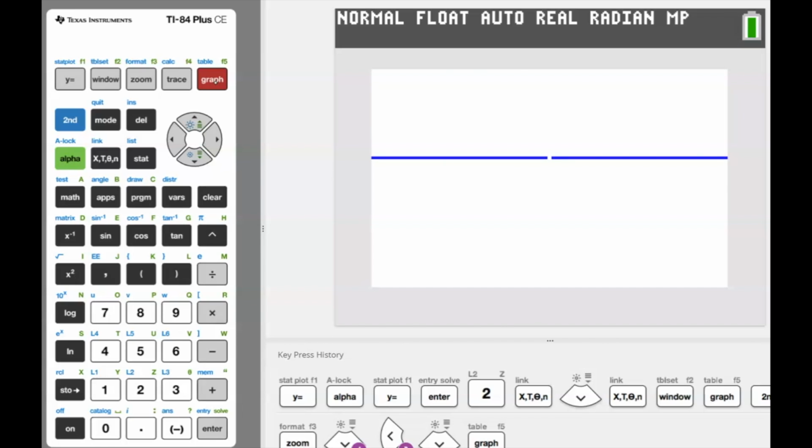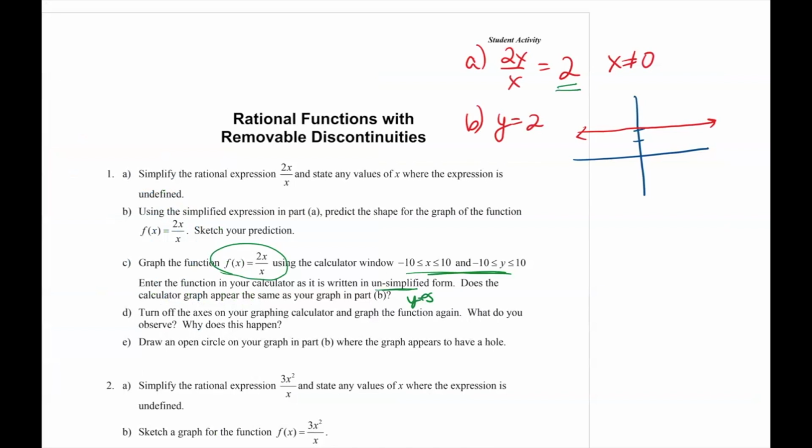When I go back to look, there's a hole, and your students are asked to think about why that happens. That's happening because of the domain of my original situation, which was 2x over x. So I see that domain issue there, and I can mark that there should be a hole. I'm going to come in and put that open circle on my picture like it should have been to begin with.